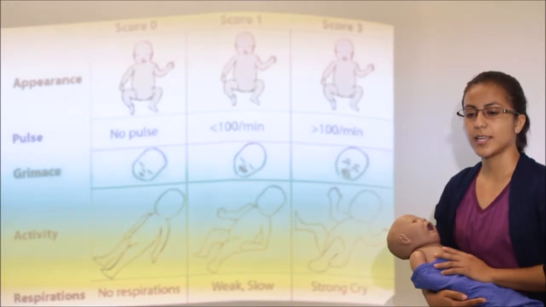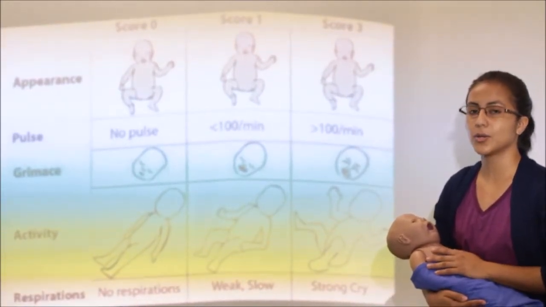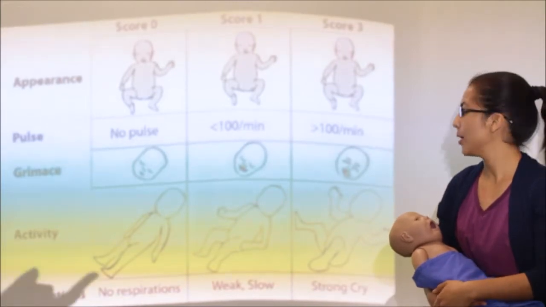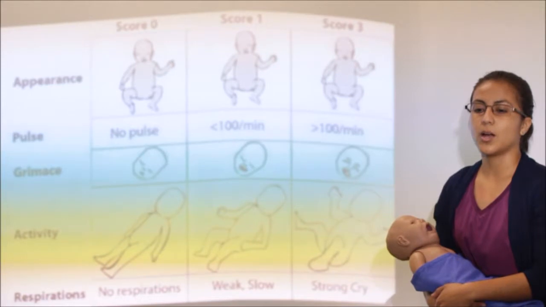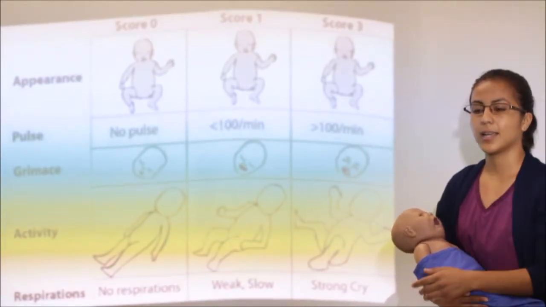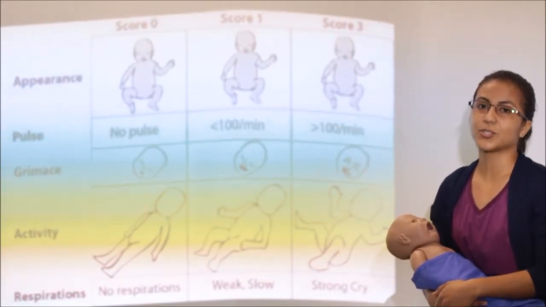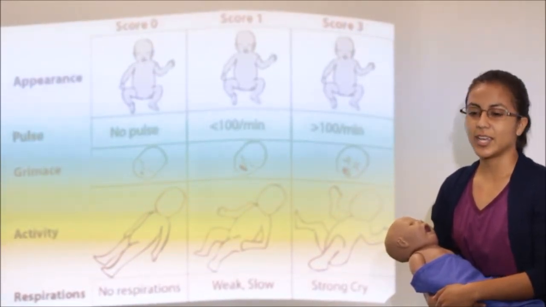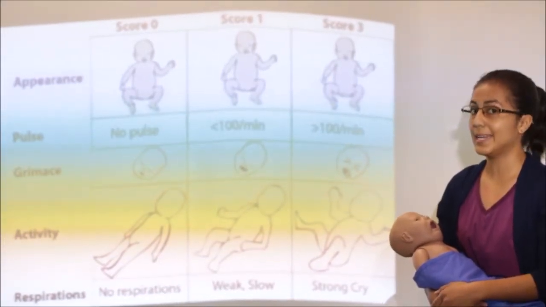Breathing effort. If the infant is not breathing, the respiratory score is 0. If the respirations are slow or irregular, the infant scores 1. For respiratory effort, if the infant cries well, the respiratory score is 2.